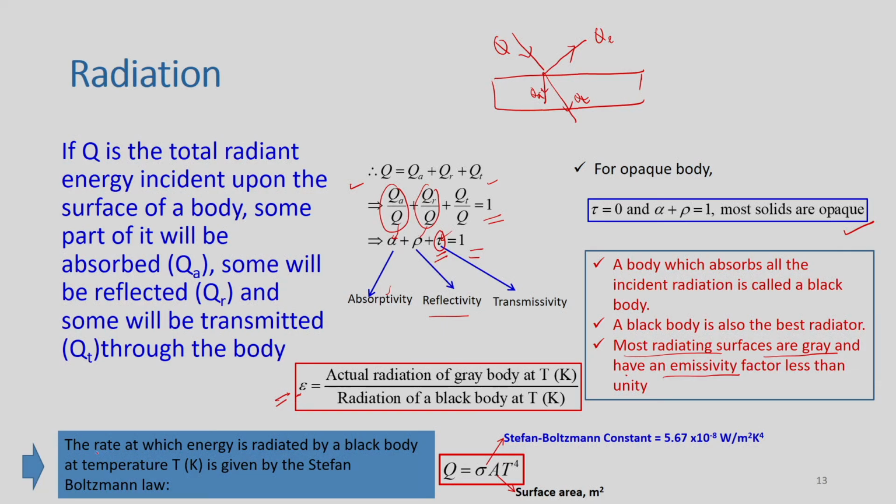The rate at which energy is radiated by a black body at temperature T is given by the Stefan-Boltzmann law. So, this Q is sigma A T to the power of 4. This sigma is the Stefan-Boltzmann constant. Its value is 5.67 times 10 to the power of minus 8 watt per meter square Kelvin to the power 4, and A is the surface area.